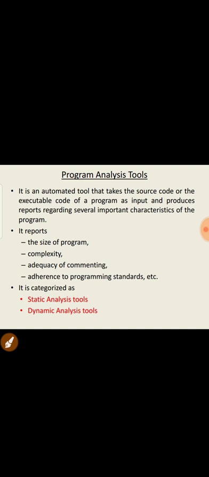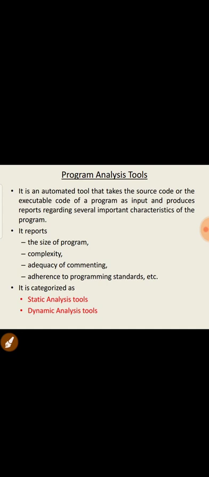So a program analysis tool is an automated tool to which we provide source code or executable code as input. Using this, it produces as output the important characteristics of the program. So what are these characteristics? It generates reports regarding the size of the program, in terms of lines of code, how many lines of code the developer has written. Next is the complexity of the program, how complex the program is.